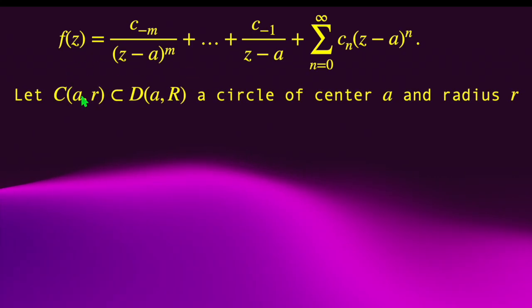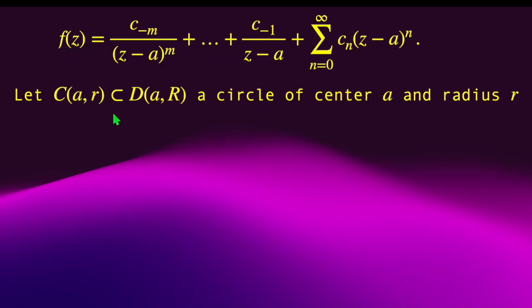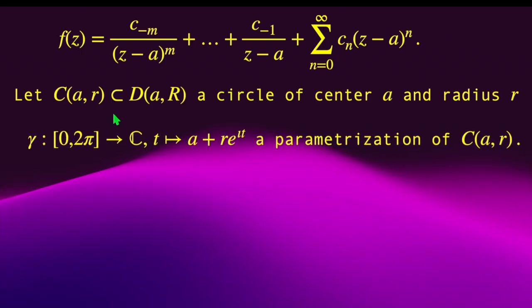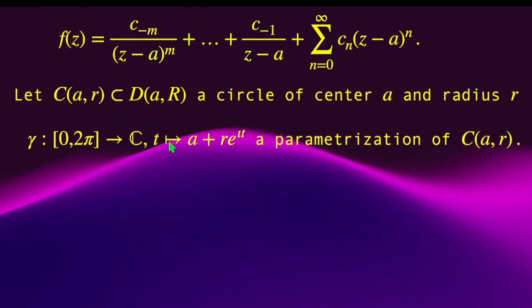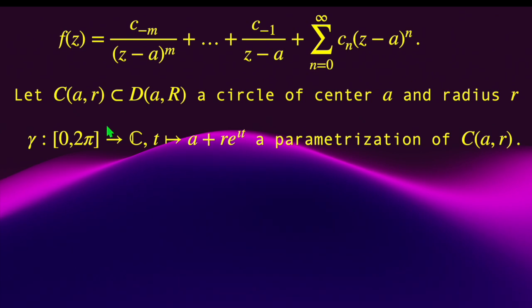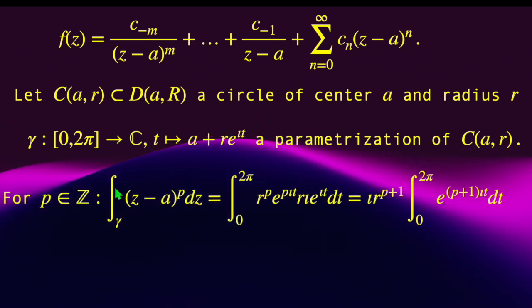Now we take a circle centered at the singularity, of radius small r, and we give this circle a parametrization. This is the standard parametrization of a circle, and we compute this complex integral.